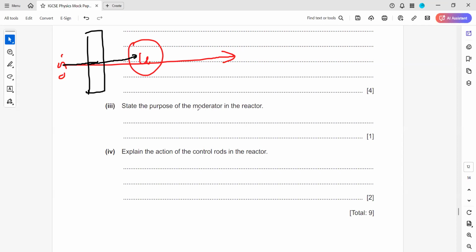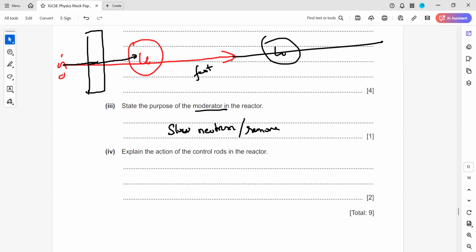So what is the purpose of the moderator? The purpose of the moderator is to slow the neutron or remove the energy from the neutron. Because if the neutron is fast, it can easily pass through the uranium without interacting. But if the neutron is slow, it will move slowly and it may interact with the uranium and undergo a fission.